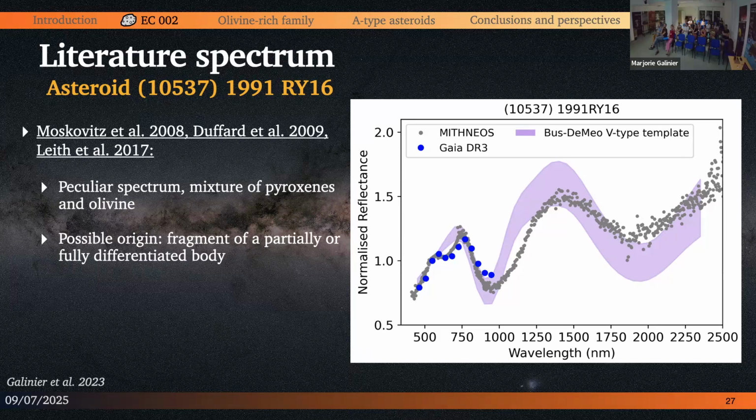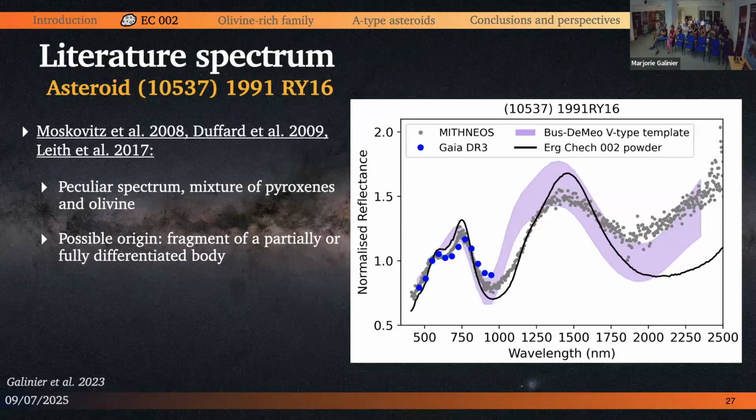So it's likely not a V-type. The authors hypothesized that it's a mixture of pyroxene and olivine, and that maybe this object comes from a fragment of a partially or completely differentiated body. We consider this object in our study because if we overplot the spectrum of the powder sample of the meteorite, we can see that they both have the same band around 650 nanometers, and they are both shifted compared to the V-type template. So maybe this object is a potential match to this meteorite.